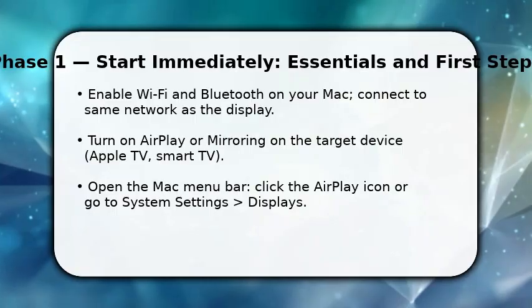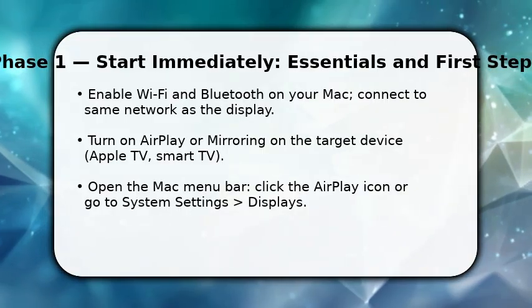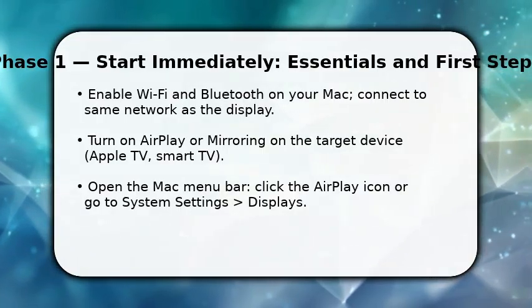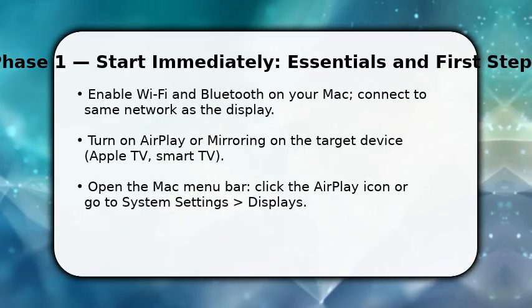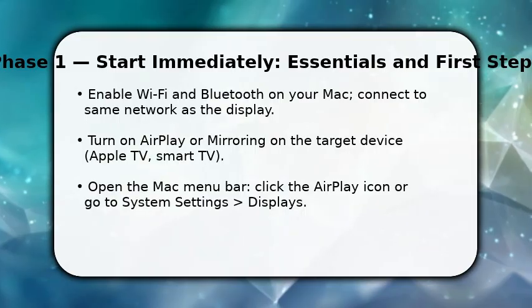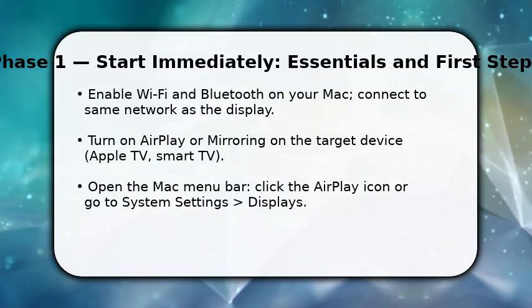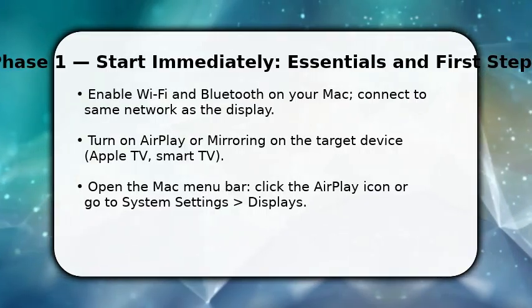You're starting immediately. Make sure Wi-Fi and Bluetooth are active and your Mac and TV share the same network. Open the AirPlay icon in the menu bar. If you don't see it, go to System Settings, then Displays. Once done, select the target device, Apple TV or a compatible smart TV, from the list.